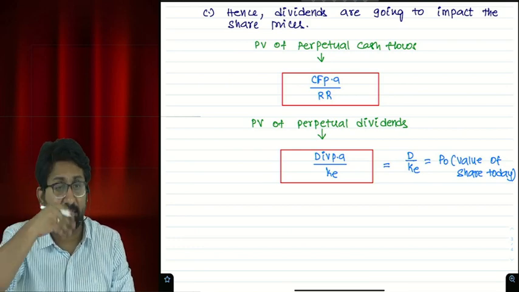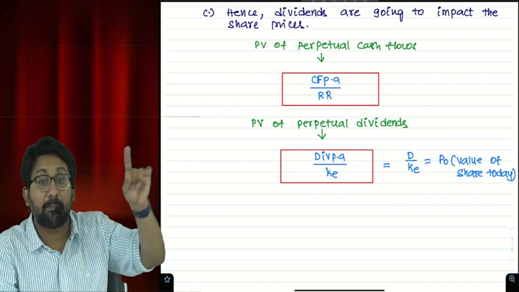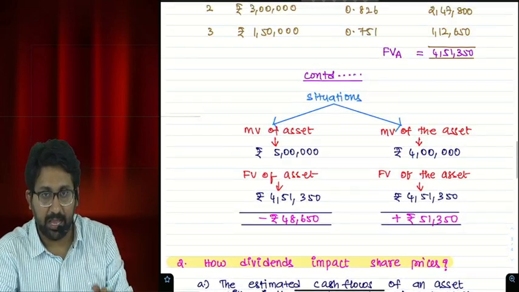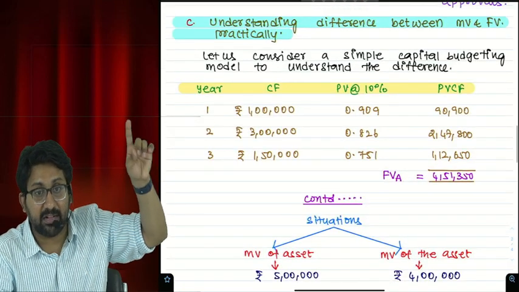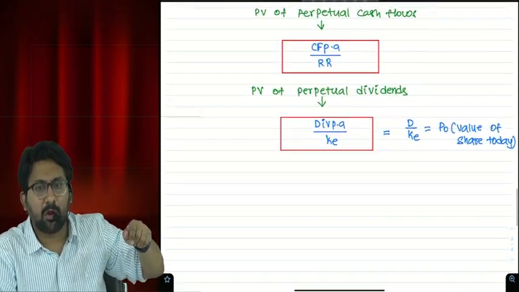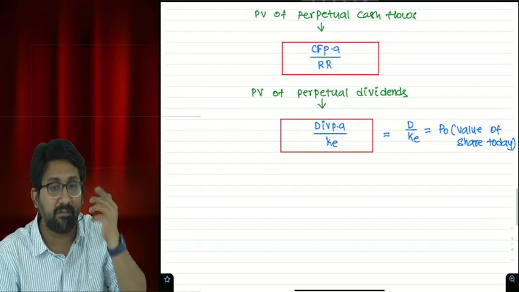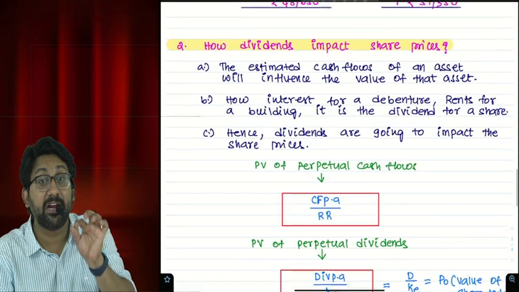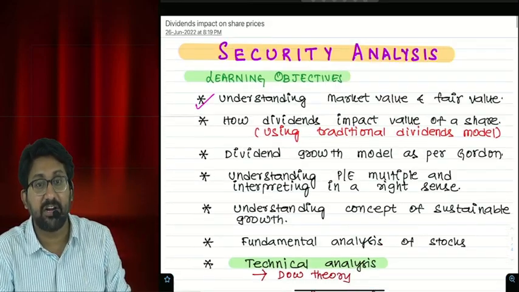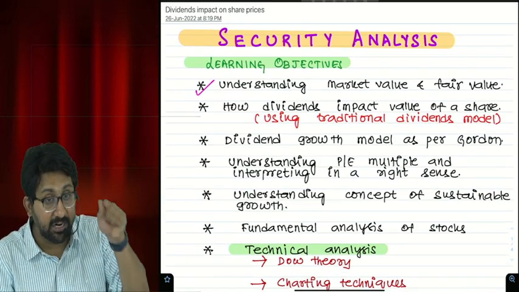Perpetual dividend, every year the same dividend will come. We have taken D by KE. That will be called the present value of perpetual dividend, and that itself will be called the price of a share. I repeat, just as 1 lakh, 3 lakh and 1,50,000 brought into present value became fair value, a constant dividend till perpetuity brought into present value will become the value of a share. This is the traditional dividend model. I am not telling you this is the model we are using today.